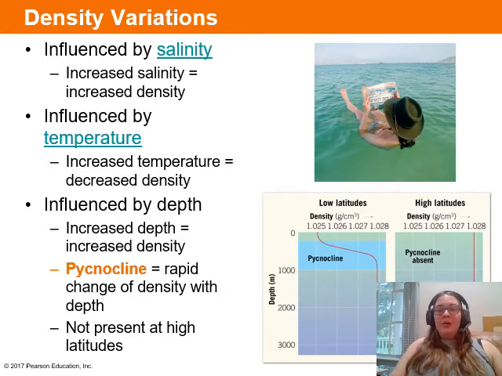But just like we saw with our thermocline, we also do not have a pycnocline at our high latitudes. And here there's so much ice around our poles that it doesn't matter about the sunlight at the surface. The ice is going to keep that water so cold that it's going to have a high density from the top to the bottom of these ocean waters.